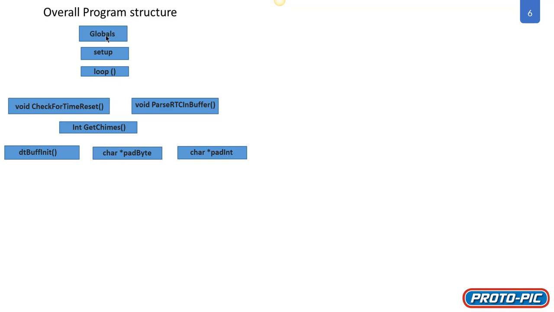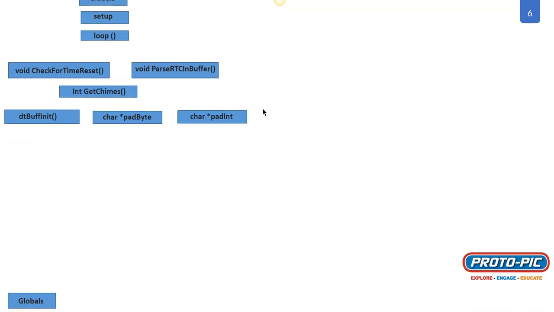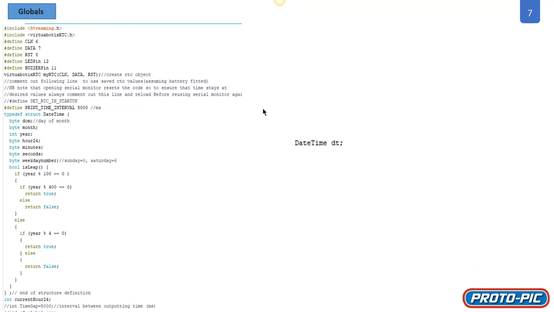And some of the tools that we have within here is that I've got 1, 2, 3, 4, 5, 6 additional functions other than setup and loop that are used for various tools and facilities. So, one, check for time reset, and you can read what I've got here. The rest of our description of the program will look at just these bits. So first of all, let's look at the globals.